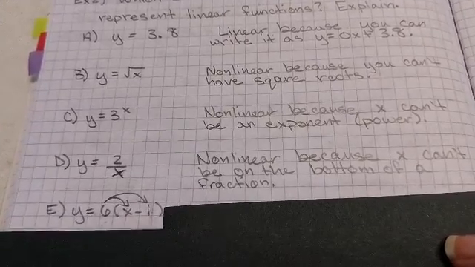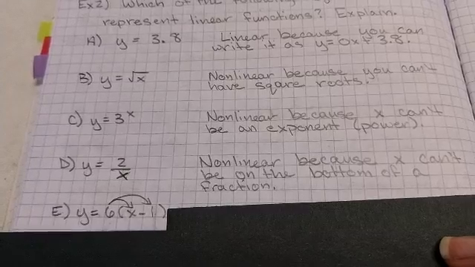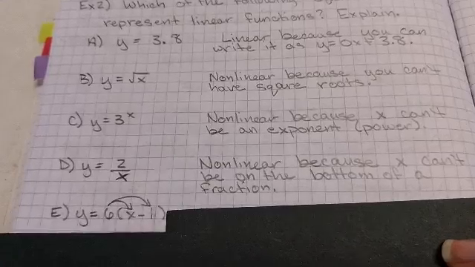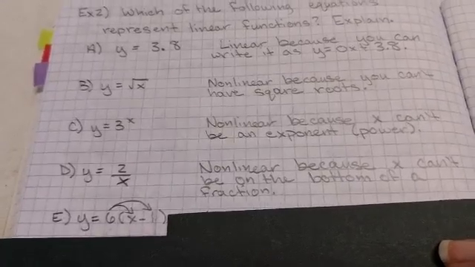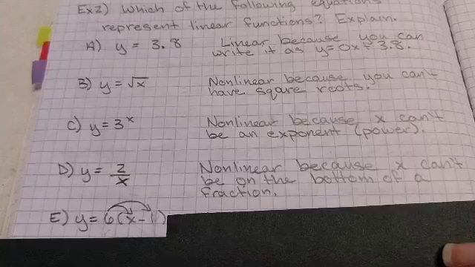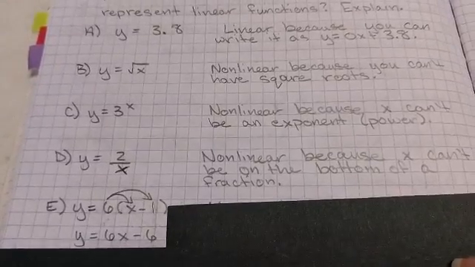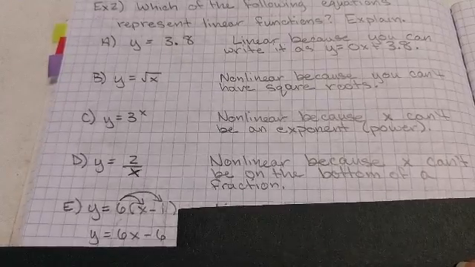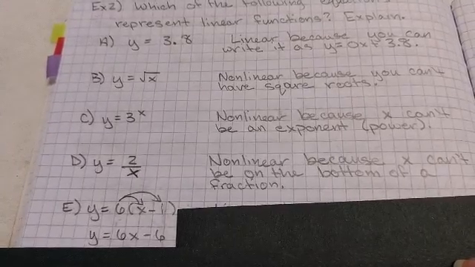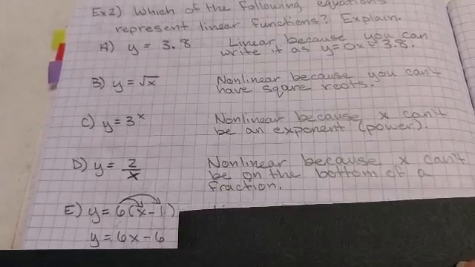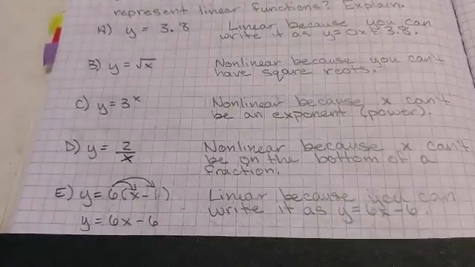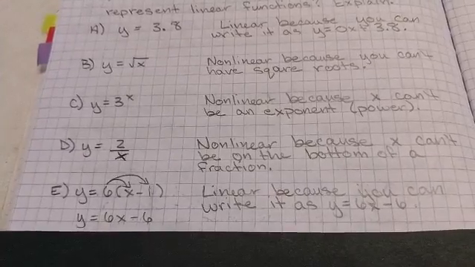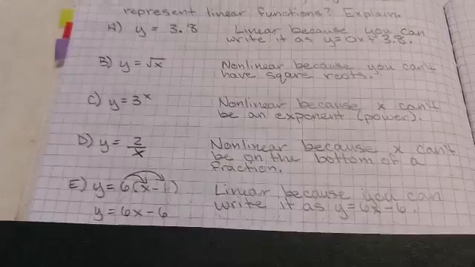E. We have y equals 6 parentheses x minus 1. So first thing I have to do is simplify this. So I went ahead and I distributed my 6. So I have 6 times x gives me 6x. 6 times negative 1 is negative 6. Now I have to ask myself, is this in the form of y equals mx plus b? Yes. So this is linear because you can write it as y equals 6x minus 6.